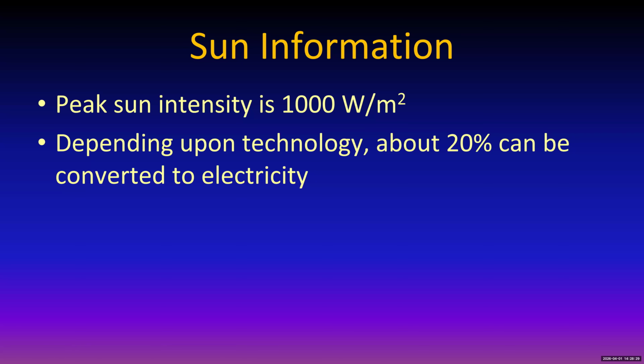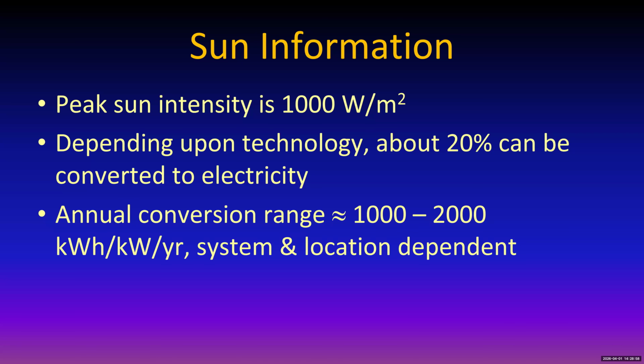Now, of this 1,000 watts per square meter that might be available, about 20% of it can be converted to electricity, as we mentioned earlier, by the solar cells themselves. The other 80% turns into heat. Some of it is reflected. So it's not really turning into heat necessarily. Some are reflected, maybe 5%. So that leaves about 30% to turn into heat.